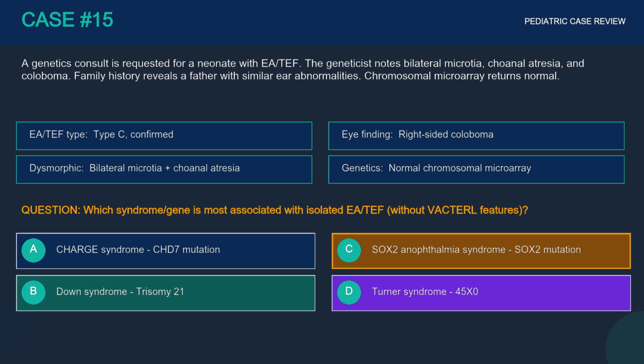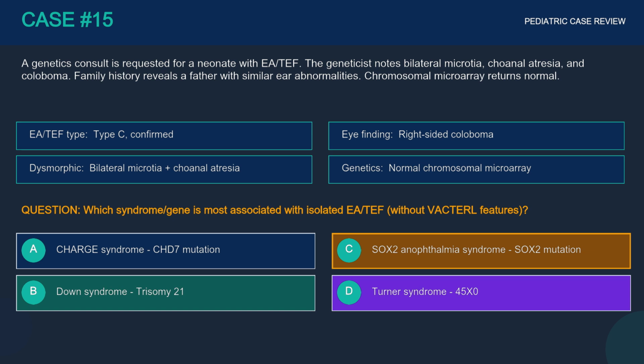Case 15. A genetics consult is requested for a neonate with esophageal atresia and tracheoesophageal fistula type C. The geneticist notes bilateral microtia, choanal atresia, and coloboma of the right eye. The father has similar ear abnormalities. Chromosomal microarray returns normal. The question is, which syndrome or gene mutation is most associated with isolated esophageal atresia and tracheoesophageal fistula outside of the VACTERL association?